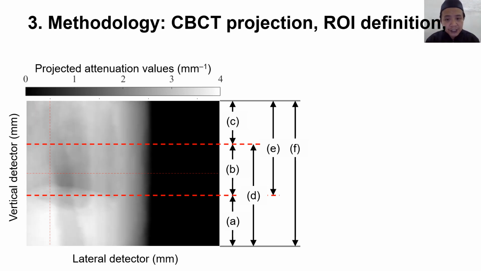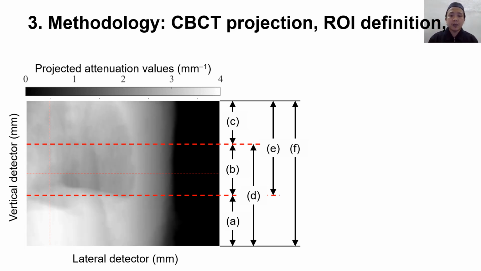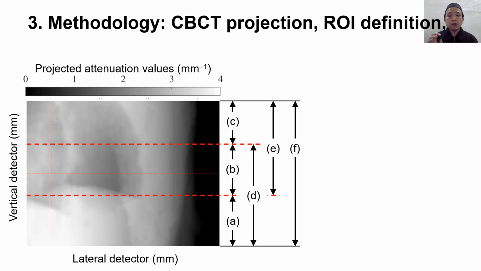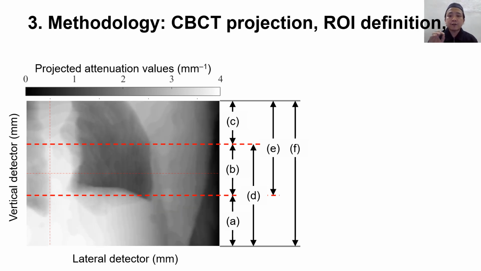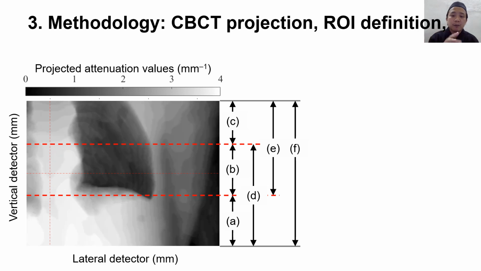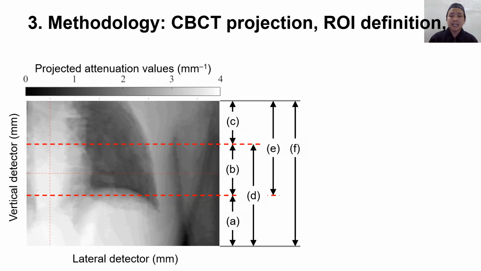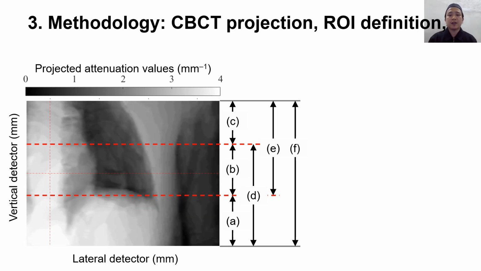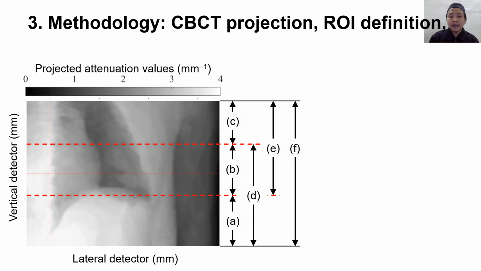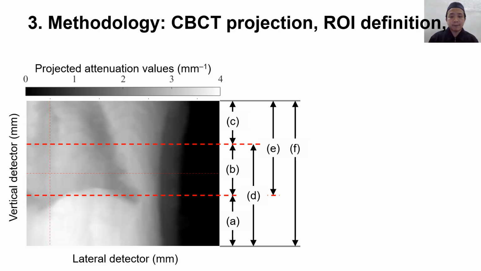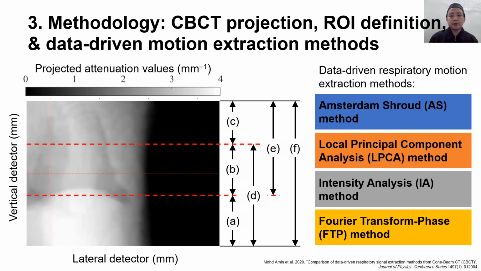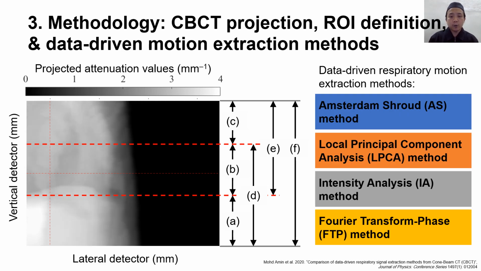The justification for the selection of these regions is because in the projection data, although we want to primarily extract the respiratory signal, motions from other organs might affect the performance of the data-driven methods, especially cardiac motion from the heart. The 4 main data-driven methods to extract respiratory signal from the CBCT projection data are shown in the slide below, details of which can be found in the reference.